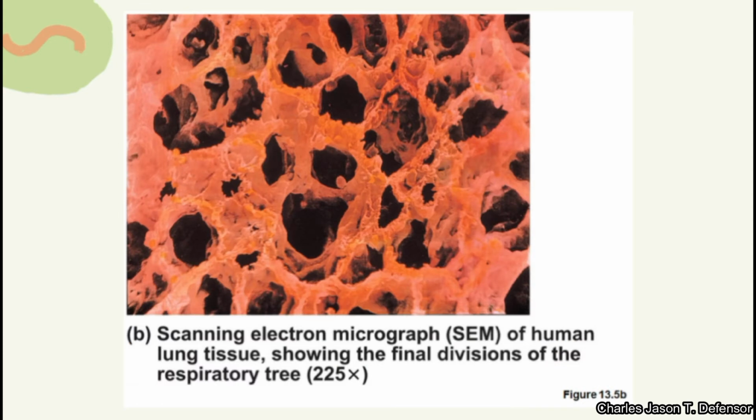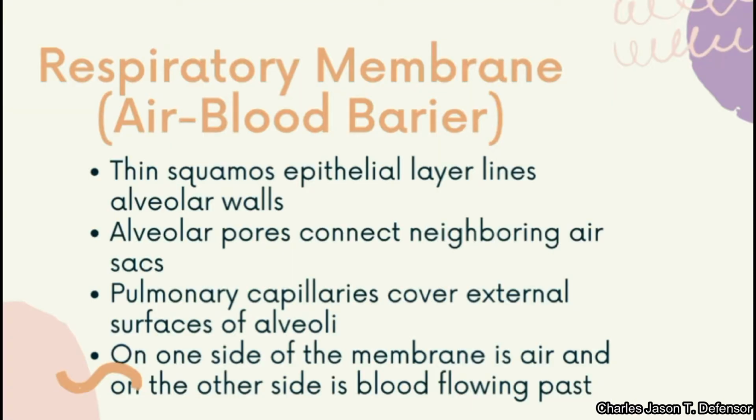We can view in this diagram the scanning electron micrograph, or SEM, with 225 times magnification of human lung tissue, showing the final divisions of the respiratory tree. The terminal bronchiole, respiratory bronchioles, alveolar duct, and alveoli are the final divisions of the respiratory tree. Respiratory membrane, or the air-blood barrier.